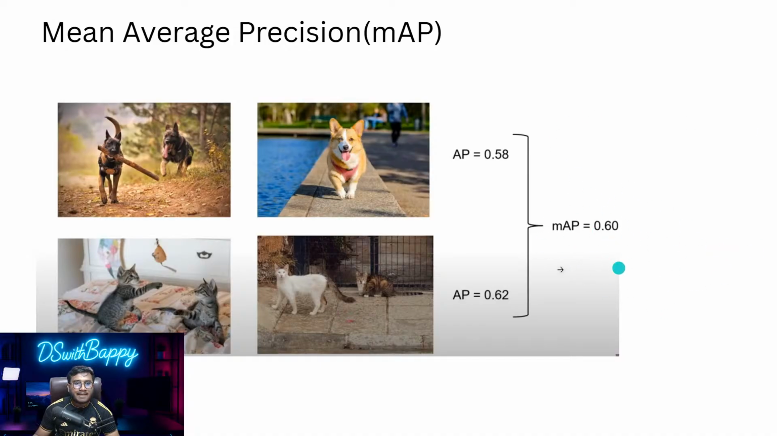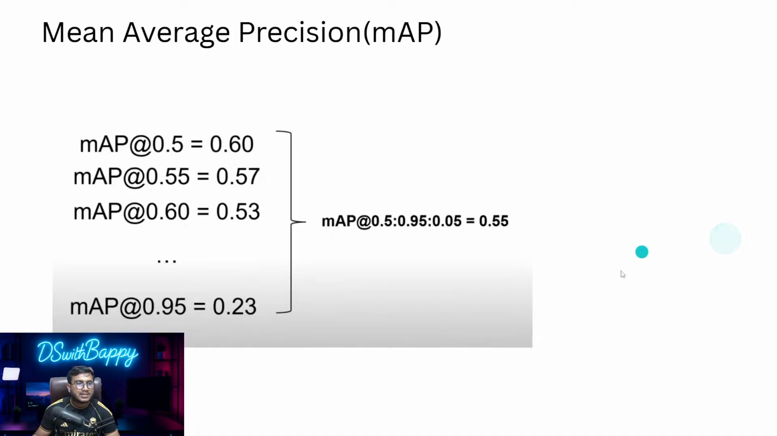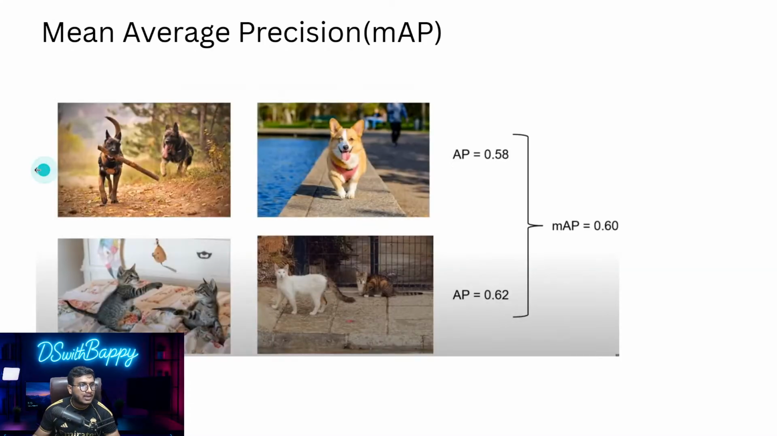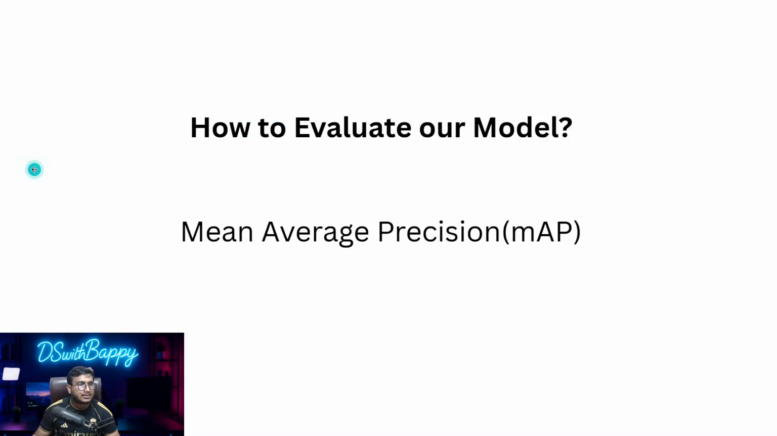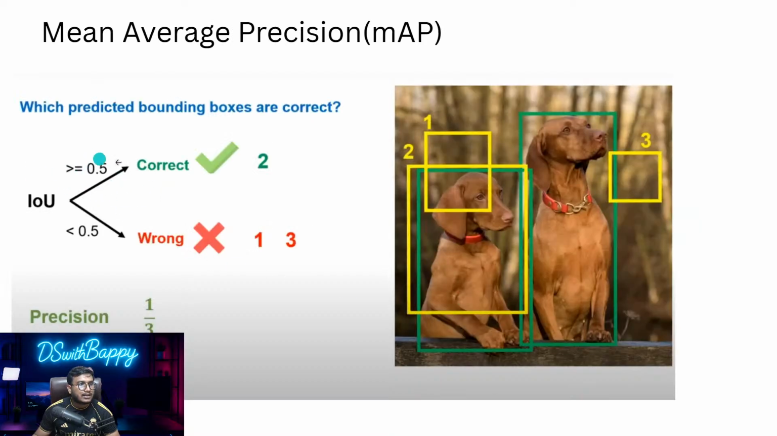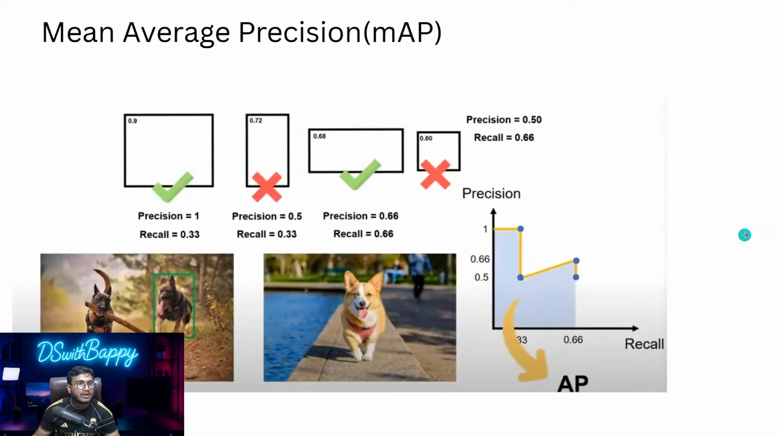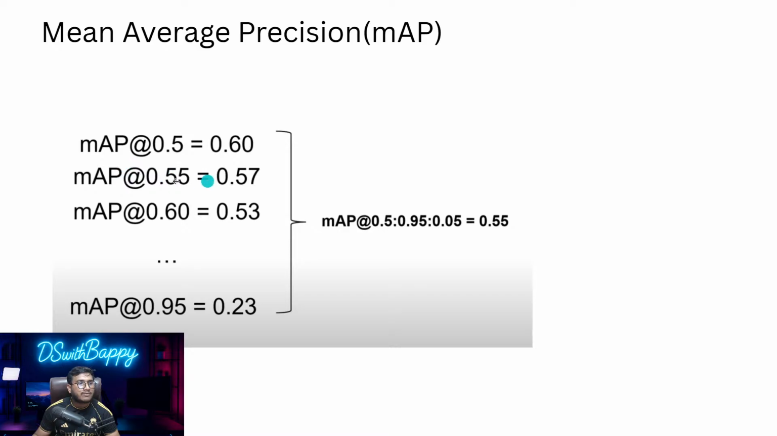Now see, the mean average precision we have calculated is based on 0.5. Why? Because the IOU threshold was 0.5. See, this IOU threshold you can also adjust. Now we have calculated based on 0.5. Now you have to increase it slightly. That means after 0.5 you will be adjusting to 0.55, then 0.60, 0.75, 0.95. That's how you also have to adjust.